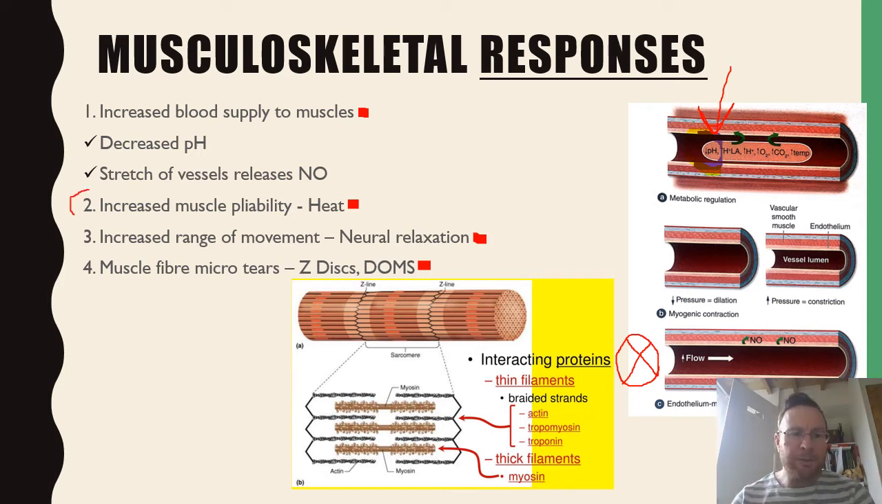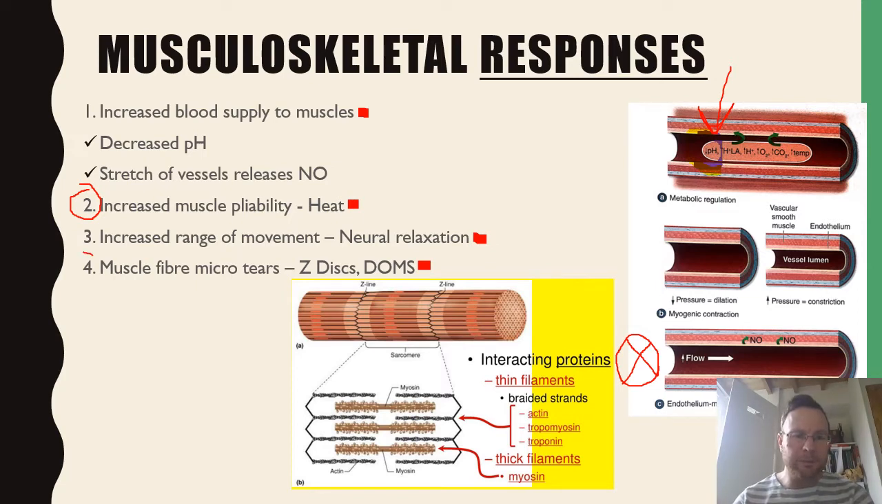As we go to number 2, this increased muscle pliability. When we exercise, we start to create heat. That heat seems to warm through the muscle, warm through the connective tissues, and it allows them to stretch that little bit further. When we exercise, our nervous system seems to create a relaxation of muscles as well. It allows them to let go to a certain extent. So it allows the range of movement to be increased, particularly if we go through a full warm-up that takes our muscles through their full range of movement.